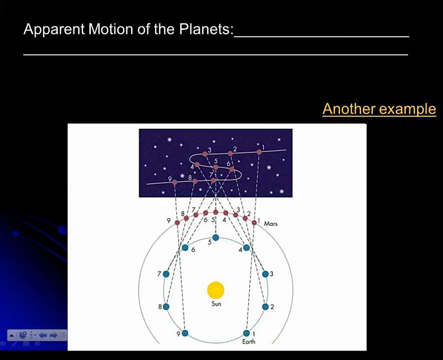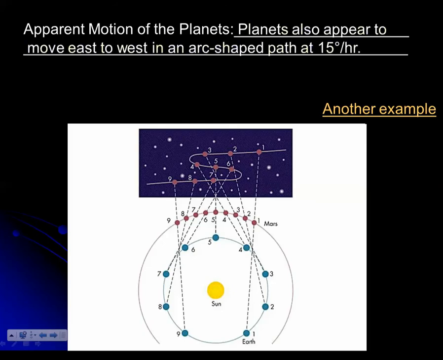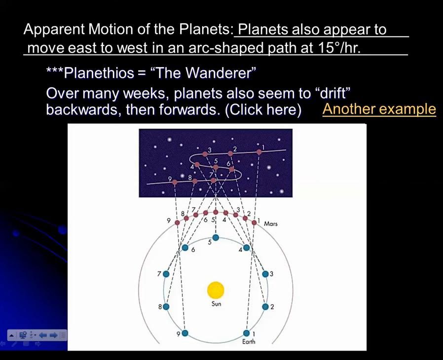Okay, moving on. Now the planets also appear to move east to west in an arc-shaped path at 15 degrees per hour. Remember the Earth's rotational rate, 15 degrees per hour. But planets do something else over longer periods of time, over weeks and months. Planets appear to drift backwards, then forwards again. They appear to wander, and that's what planetheos means, where we got the name planet from, the wanderer.